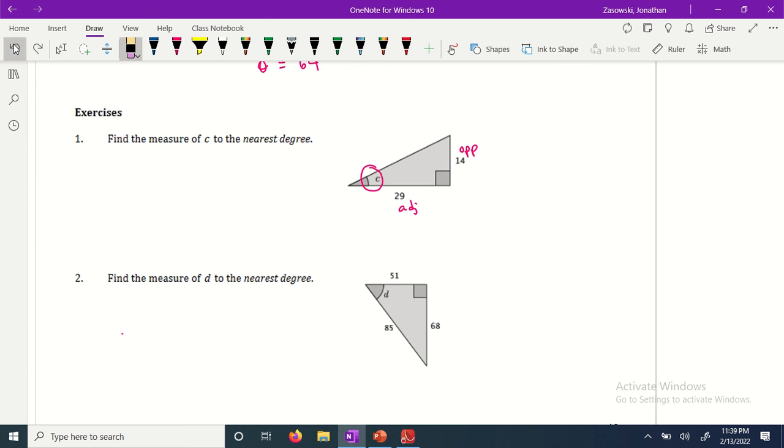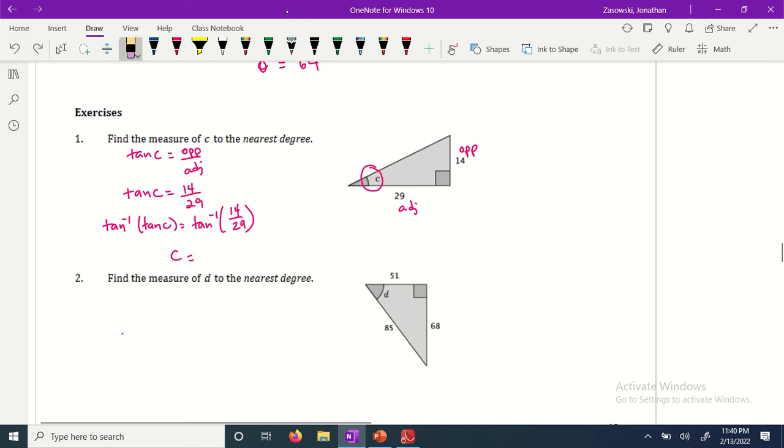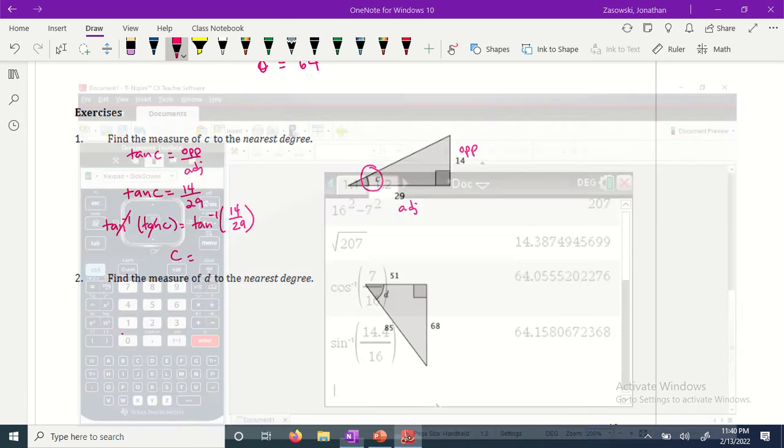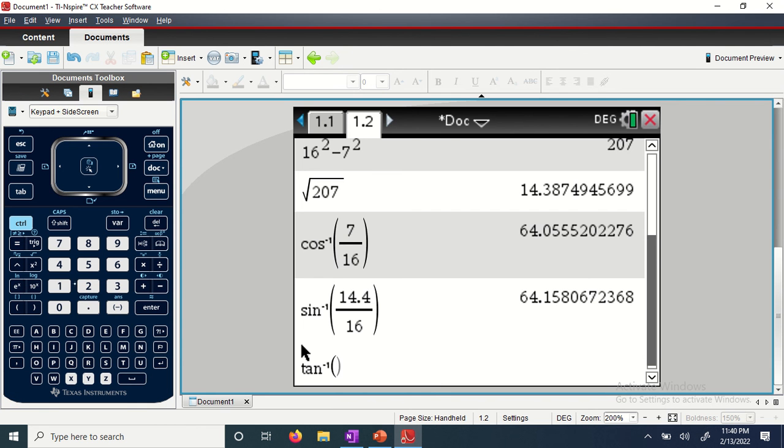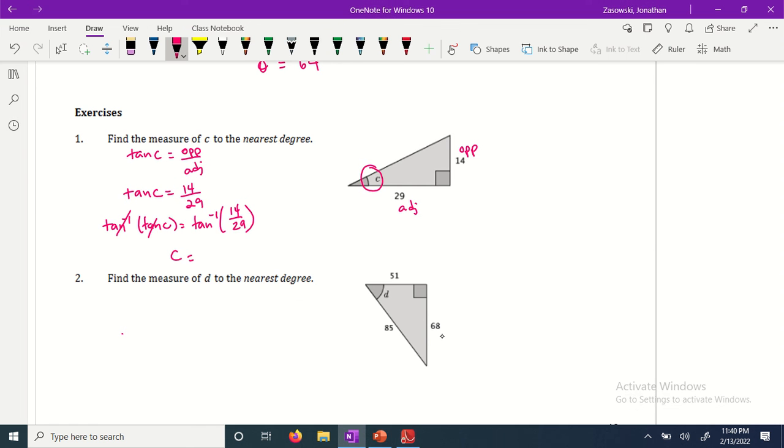Okay, so for number one, our reference angle, we have adjacent and the opposite side. So we're going to go ahead and use our tangent function, opposite over adjacent. So tangent of C is equal to 14 over 29. We're going to take the tangent inverse of both sides. So that'll leave us with C is equal to, and then we can type it into the calculator. Remember the tangent inverse and tangent are going to drop out. We're going to do trig, tangent inverse, and then 14 over 29. Then we're going to round that to the nearest degree, so that would be 26 degrees.